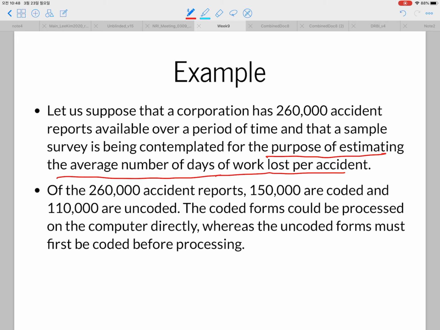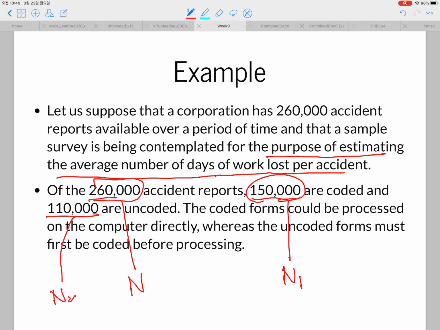Of the 260K accident reports, 150K are coded and the 110K are uncoded. So this is a population size. This would be stratum size. So we have two strata. One is the coded stratum, the other one is the uncoded stratum.